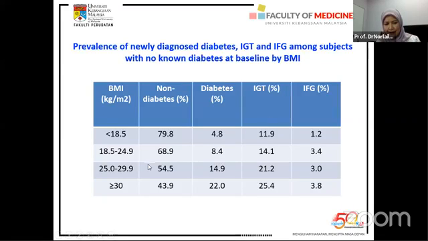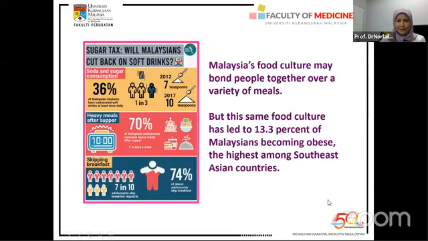But as the BMI increases further, you can see the prevalence of IGT increase from 11.9% to 25.4%. And these are the participants who will then develop diabetes if we don't do anything about the BMI here. Similarly, IFG increases as the BMI increases.